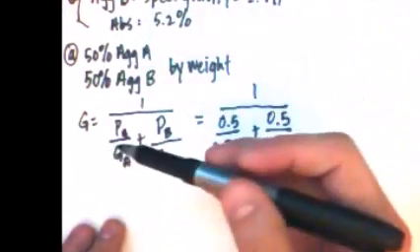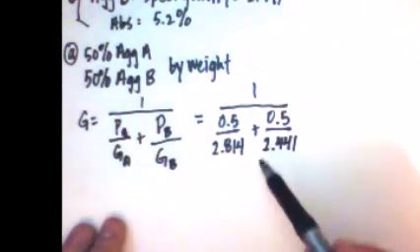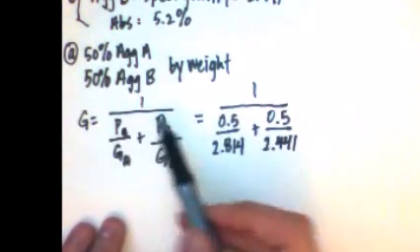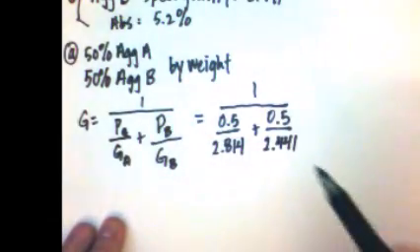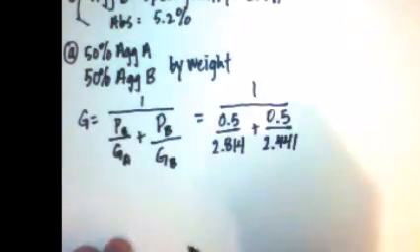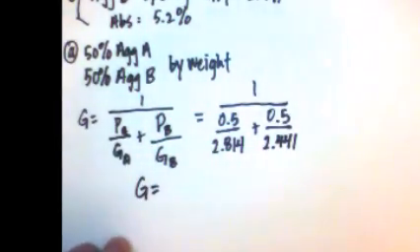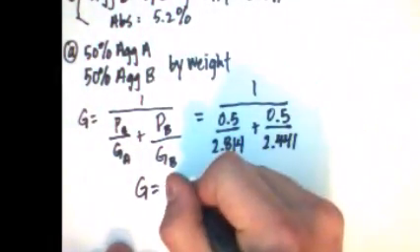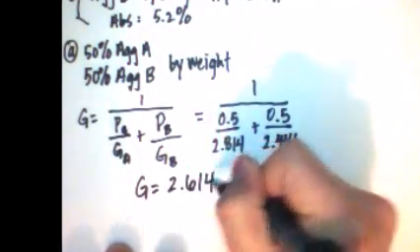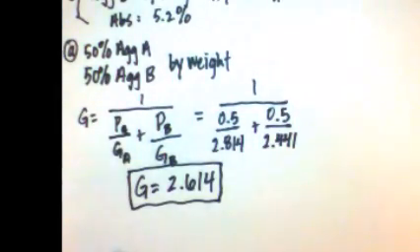So if you had a 60-40 or 70-30 mixture, the only thing that would change is the PA and PB. But for this problem, it's 50%, so it's actually pretty easy. And then just using your calculator to solve, you get the specific gravity of the mixture. It equals 2.614. So that's part A, solving for the specific gravity of the mixture by weight.